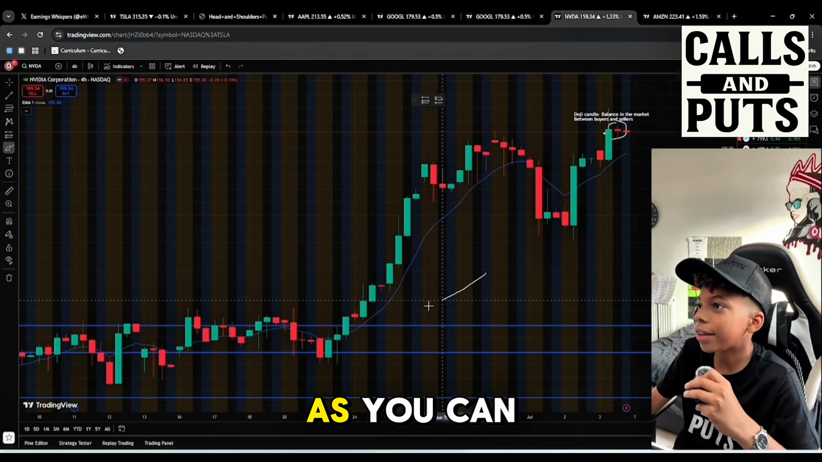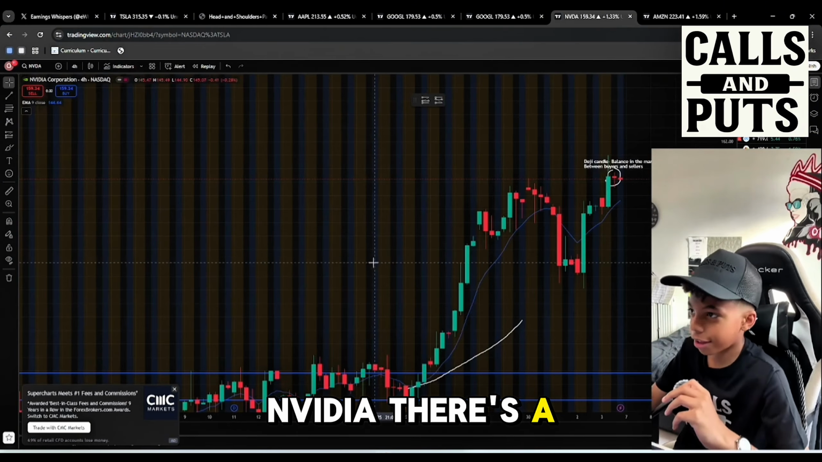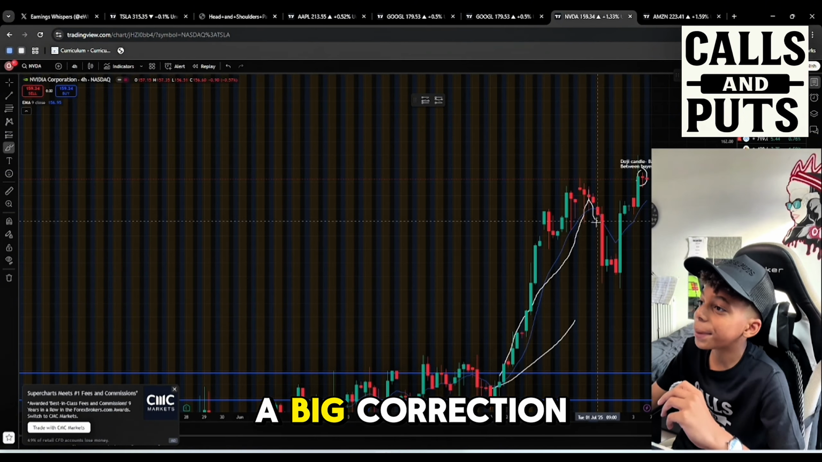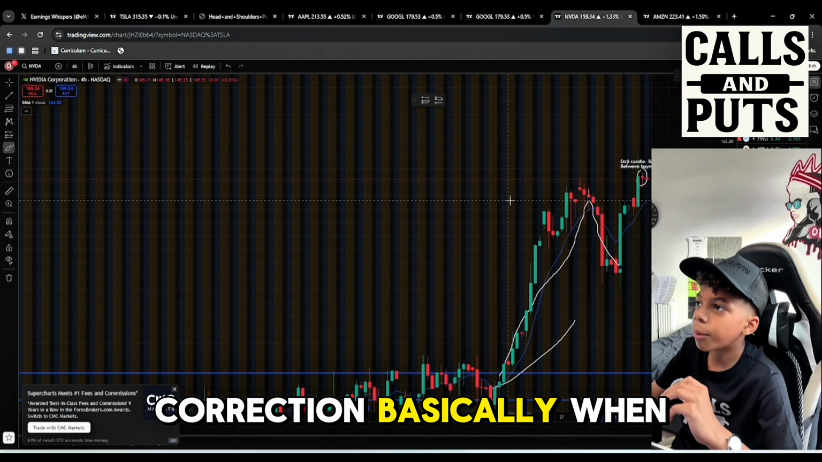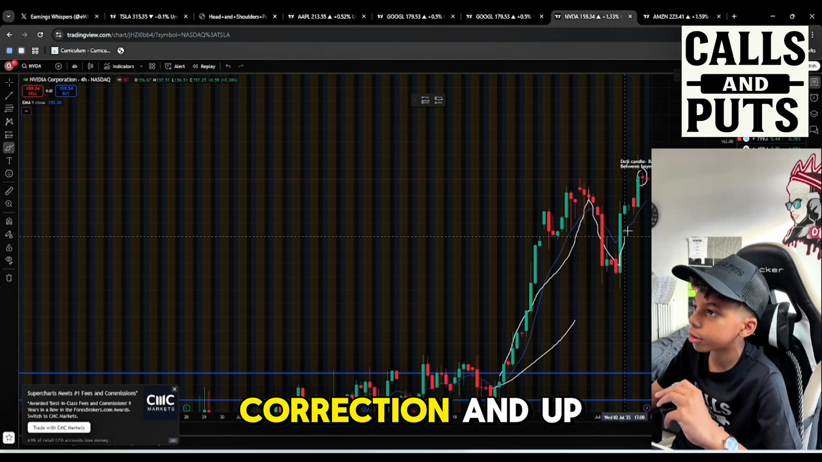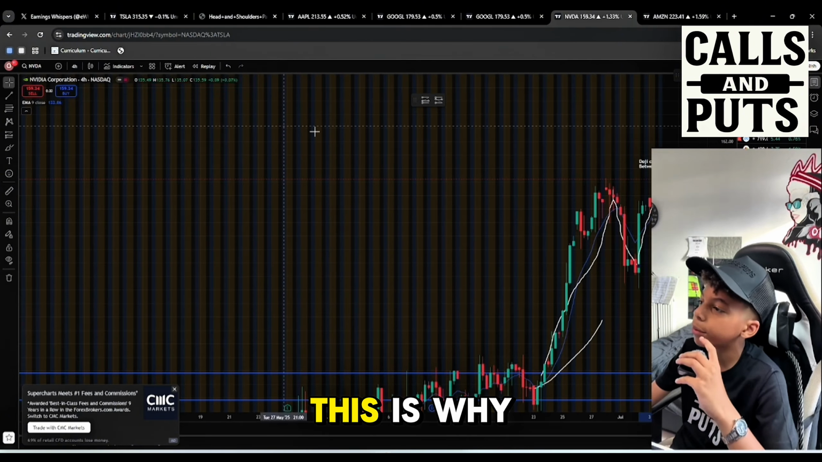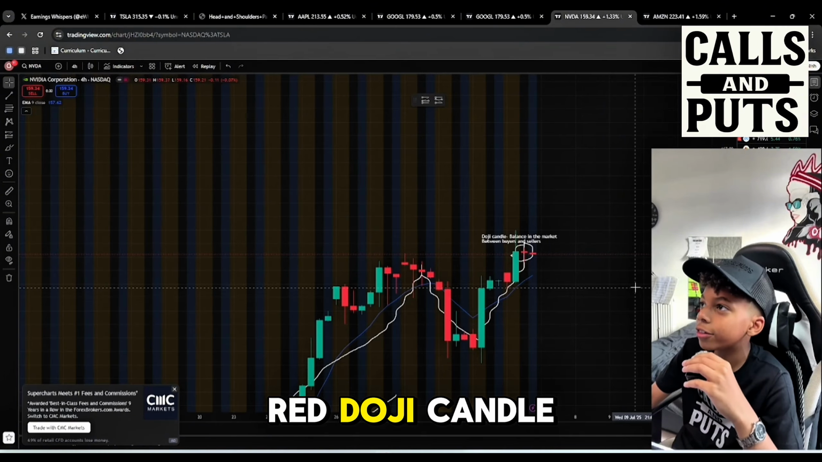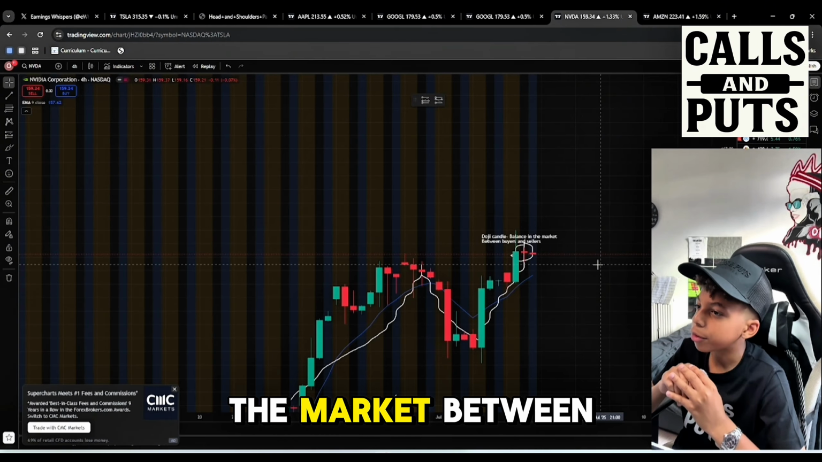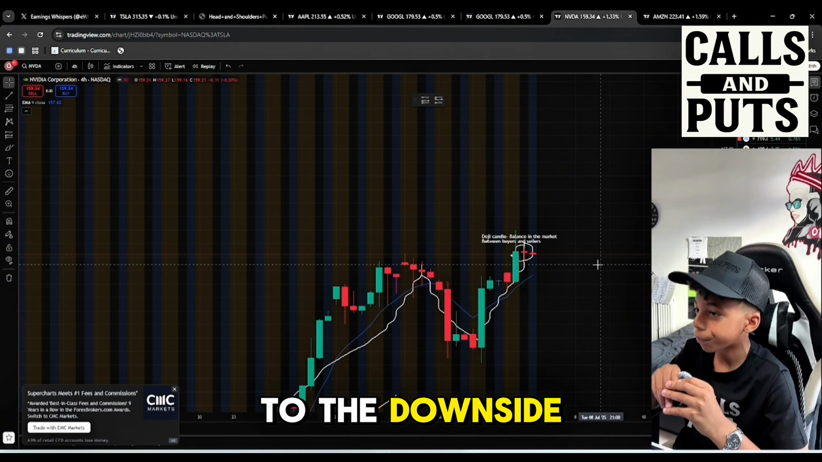Now on Nvidia, as you can see, there's an uptrend, and then there's a big correction. A correction is basically when the stock creates a higher low. So uptrend, correction, and up. It's looking like it's not going to continue. This is what I think it is. It creates a red doji candle. A doji candle means balance in the market between buyers and sellers. How does this mean that the trade is suddenly going to reverse to the downside?